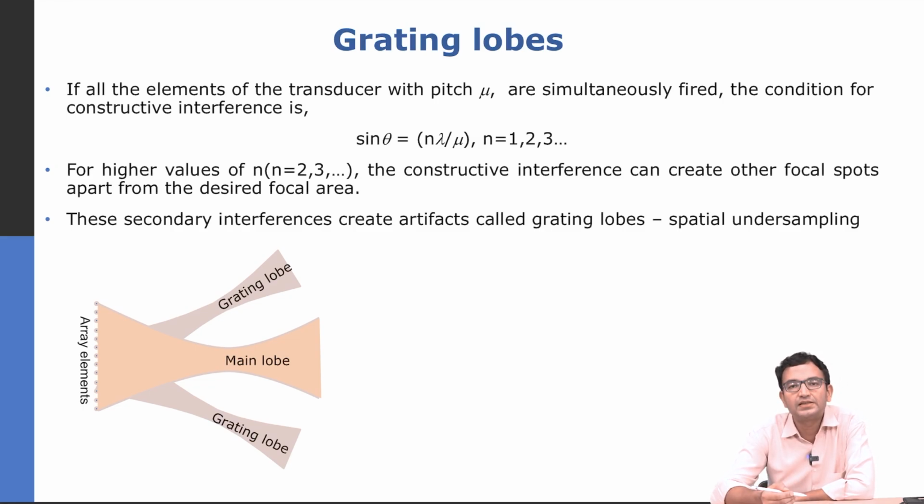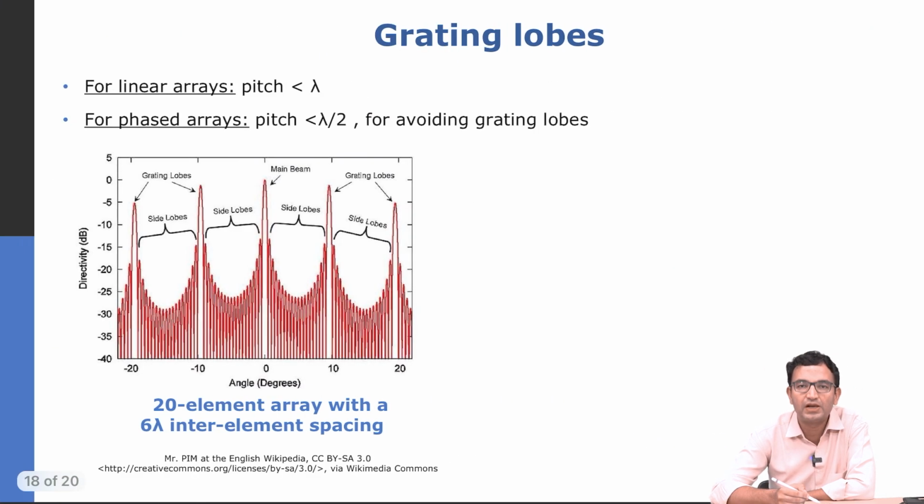So in signals and systems, we know that if we don't follow the Nyquist criteria while sampling, we get something called aliasing. We get these artificial frequencies. So similarly here, if we think of this grating lobe as a spatial undersampling, if the elements are not close together, that is lambda spacing for linear array and lambda by 2 spacing for phased array, then you get grating lobes, which we will see in the next slide, and that is because of spatial undersampling.